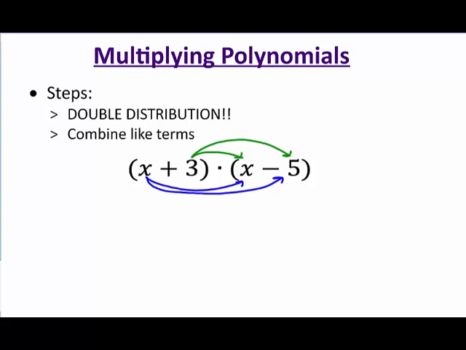Now, one thing to note is that this dot in the middle means multiply, but that might not always be there. So sometimes you will see an expression written like this, x plus 3, and then right next to the parenthesis will be another parenthesis, x minus 5. And that means the same thing. So you can make a note to yourself and say that these are equal.